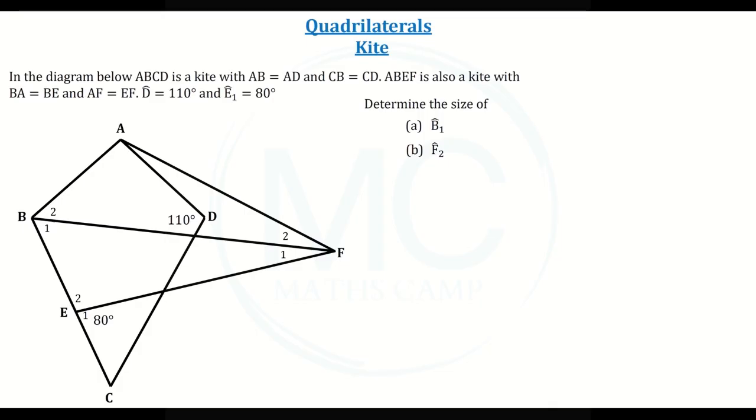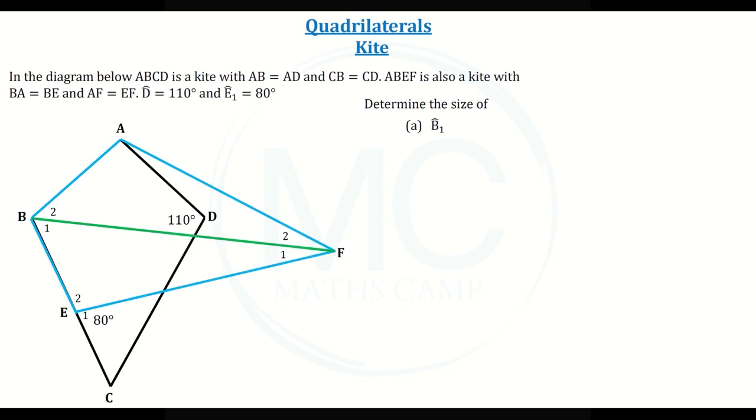Let's start with part A. Determine the size of angle B1. Now, angle B sits over here in both kites, ABCD and ABEF, but only one kite has a diagonal. So let's make kite ABEF blue. The question tells us that BA is equal to BE. So in kite ABEF, BF is the main diagonal. So let's make it green.